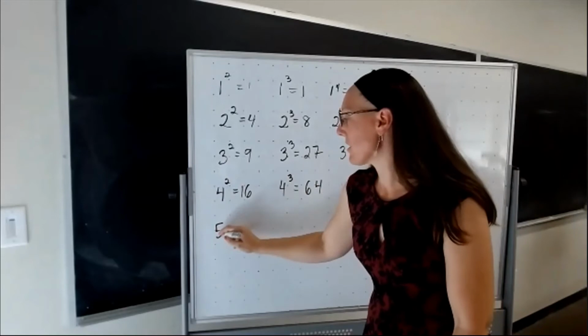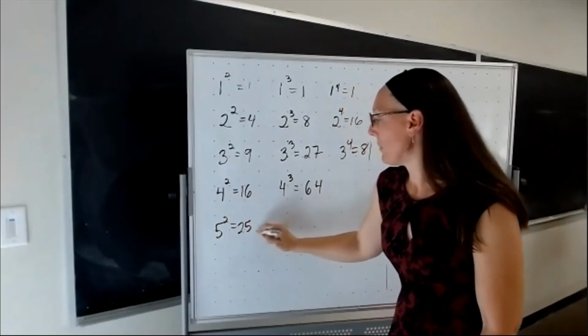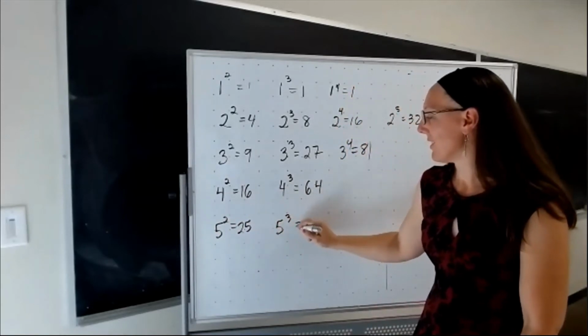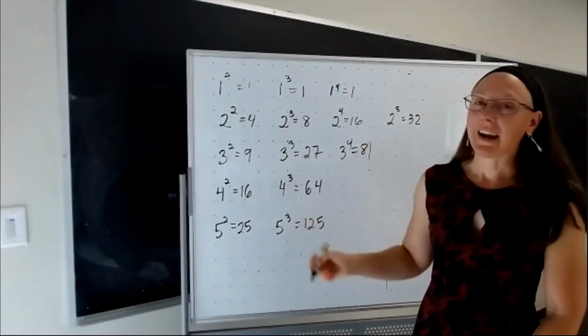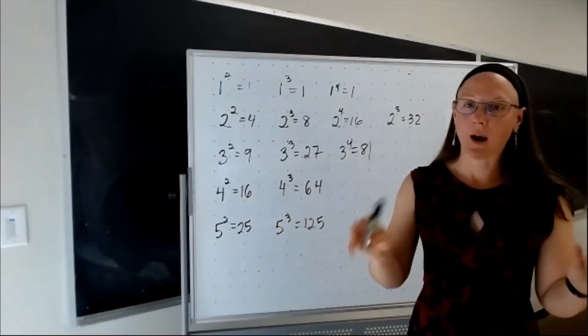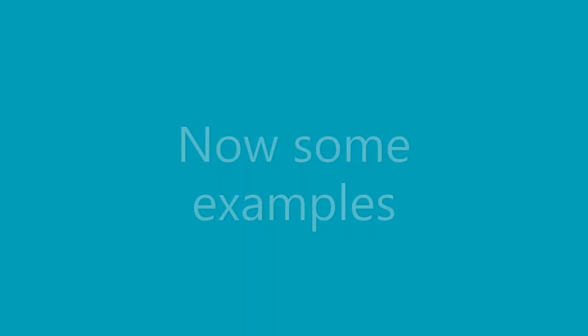For 5s, I'm going to go 5 cubed. And for anything bigger than that, probably just the number squared.